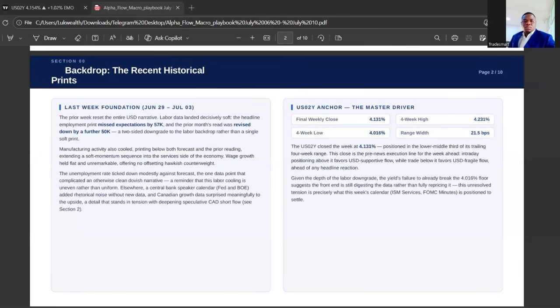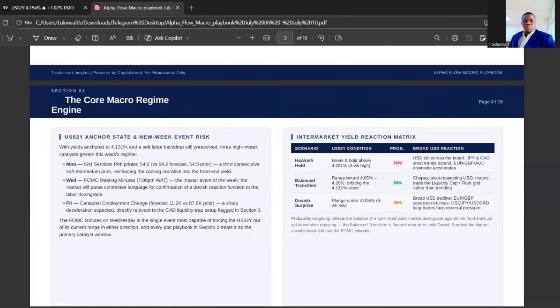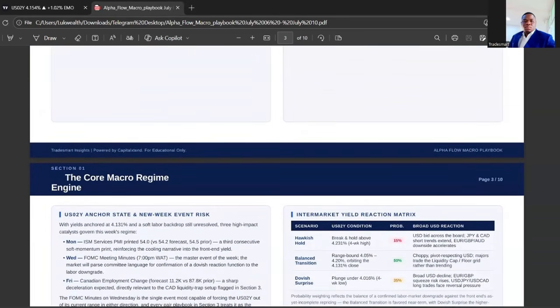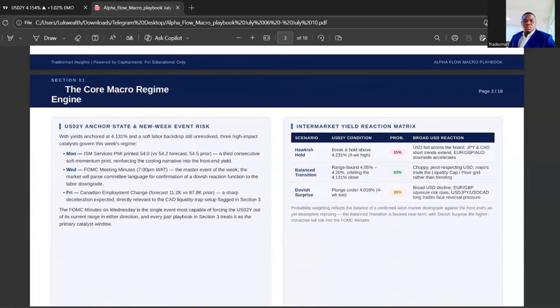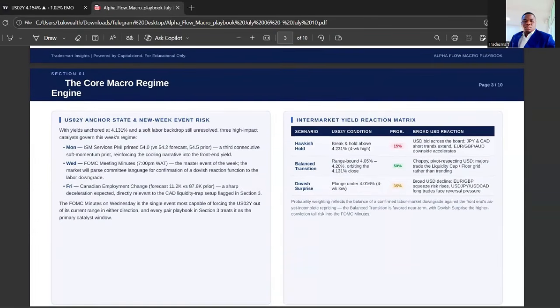So looking at the data now, we have the last week's final close. We have the last 4 weeks' high, the last 4 weeks' low, the range. We have to look into it along with this week's macro regime.